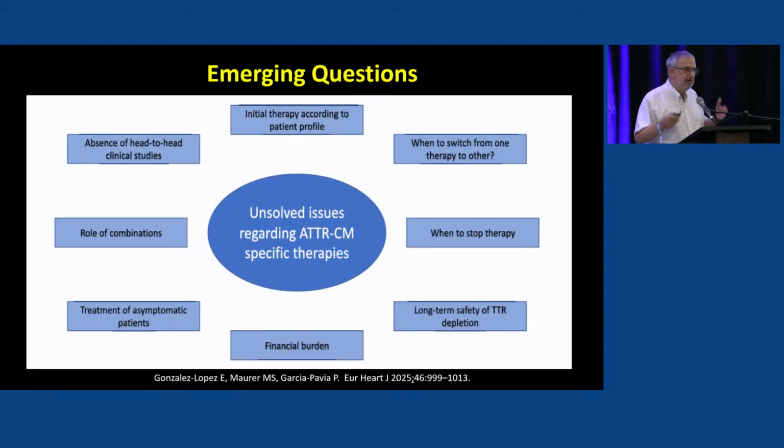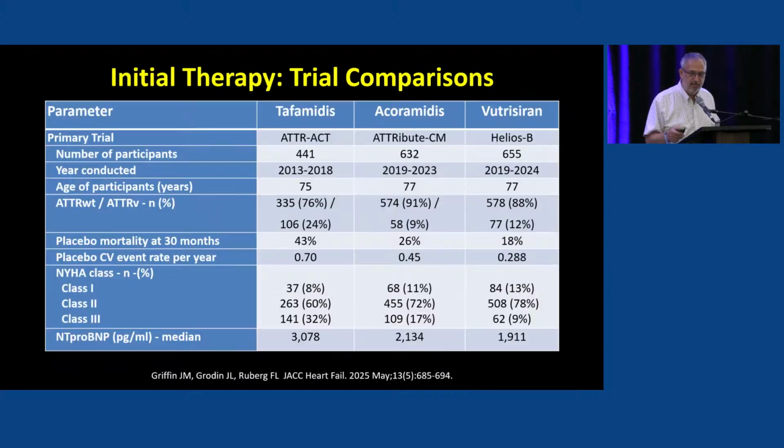So with now 3 available agents, there are a whole host of questions that have come that I don't have easy answers to, I assure you. Which therapy should you pick? Should you ever switch from one to another? Should you ever stop therapy? Should you combine them, and so forth? There's huge financial burdens to some patients with regards to these therapies, and we don't have really good head-to-head data to guide outcomes.